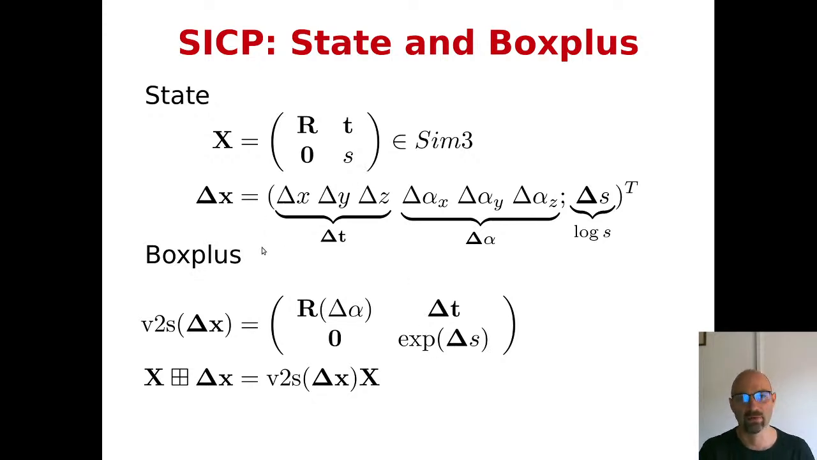You might observe that if delta X is 0, the similarity returned by V2S will be the identity, because if the three angles are 0, then the rotation matrix will be the identity. If the three translation components are 0, then this block here will be 0. And if this object here is 0, then the exponent of 0 makes 1. And so I am back to having an identity. In the end, if I multiply the similarity constructed by this object to an element, I stay where the element is, because this will be the identity when delta X is equal to 0.